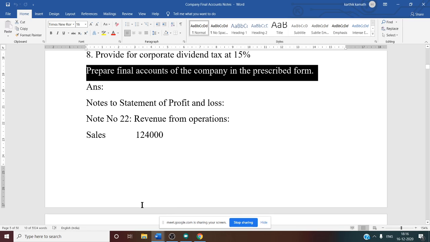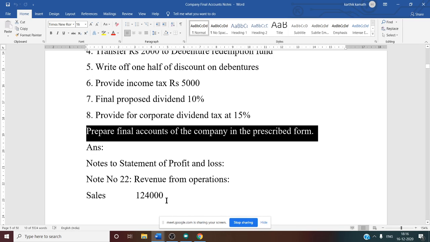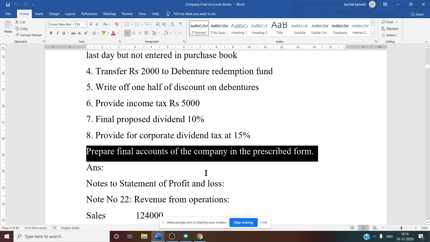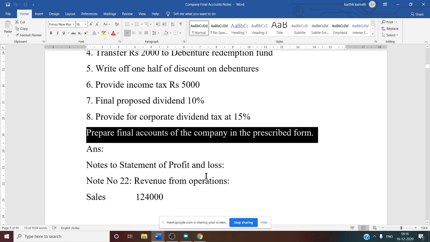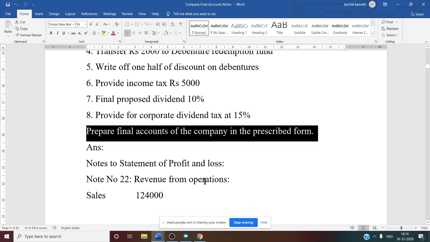So in the previous hour, we have discussed the question. Now let us see the solution part. Whenever we are doing the solution part, we have to do the working notes of profit and loss account first. Then after that, we can prepare the statement of profit and loss. Then we will do the working note of the balance sheet. Then finally, we will prepare the balance sheet in vertical form. So it is better if you follow the same format.